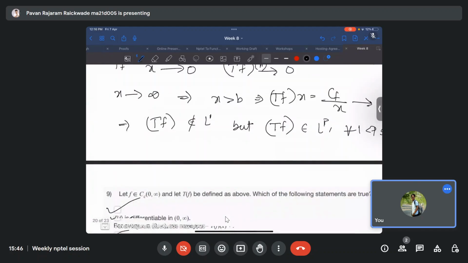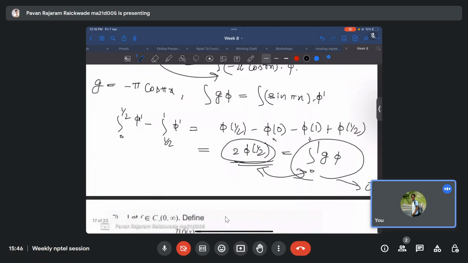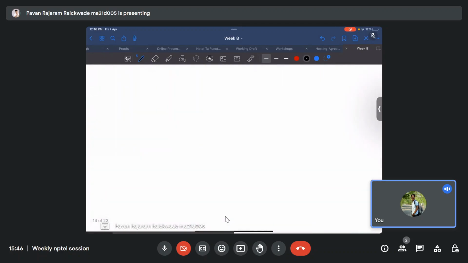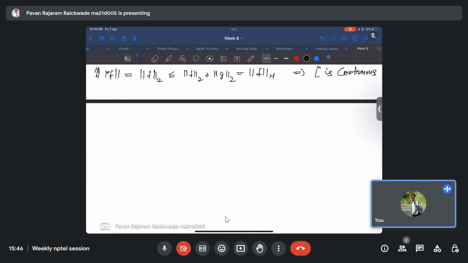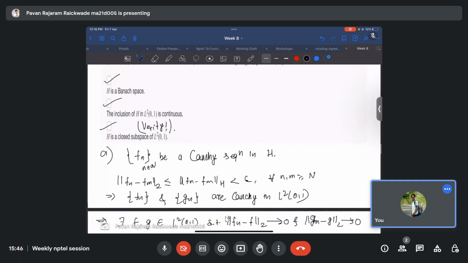Yeah, so that's it. This is the week 8 assignment discussion, and I have discussed some 7 or 8 problems there. You're just left with 2 or 3 problems. So I hope you understand the solutions, how to deal with these L^p spaces and all. Okay, so we'll see in the next assignment discussion.